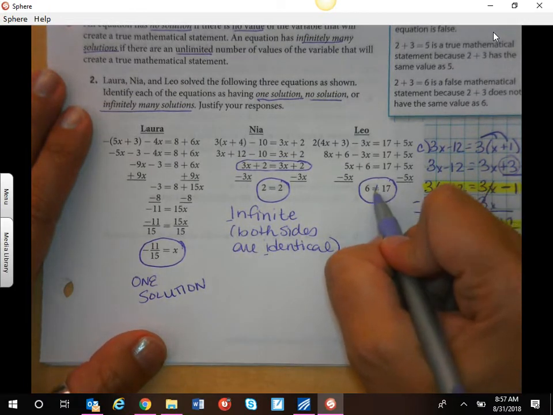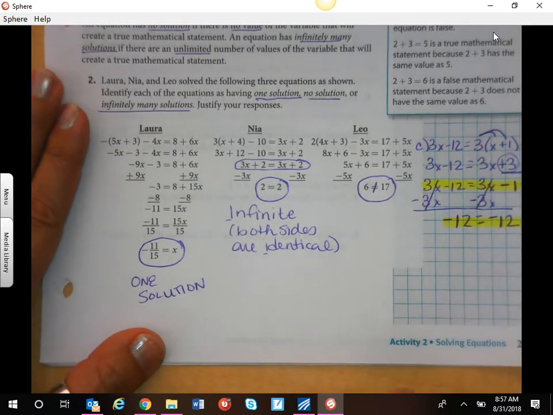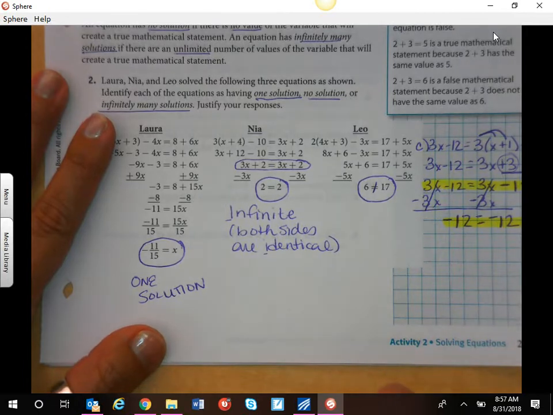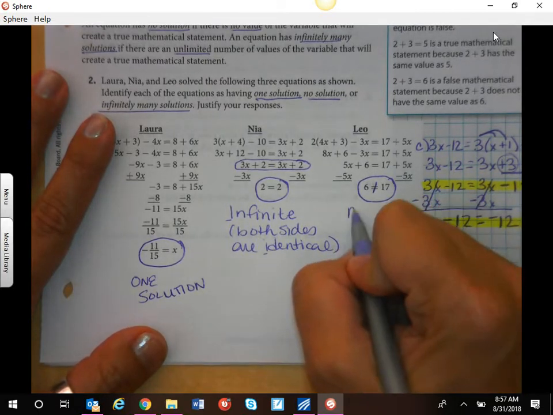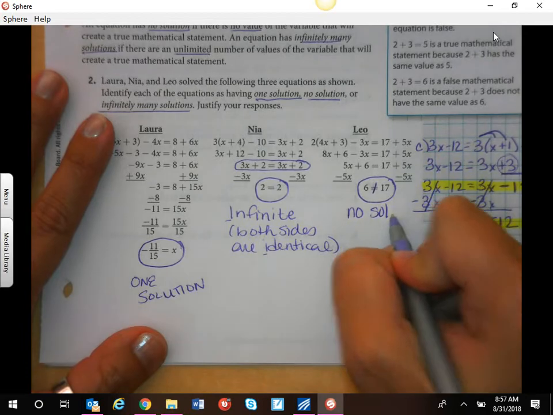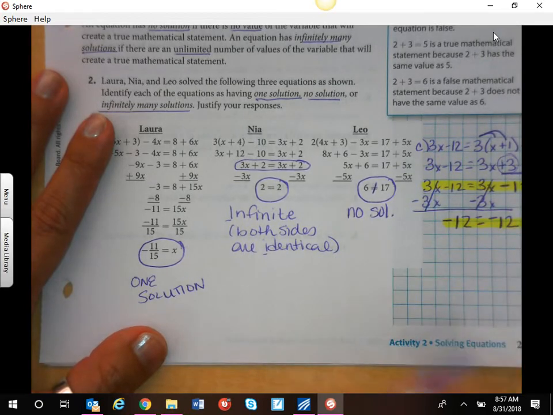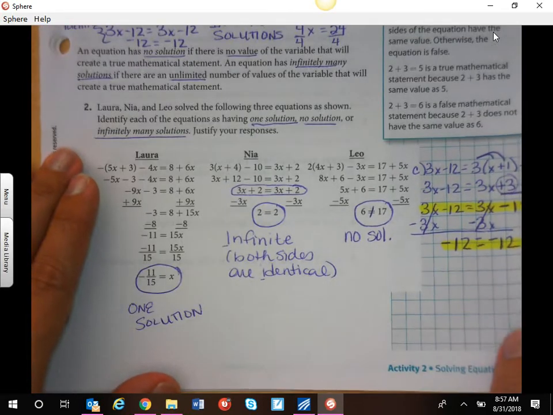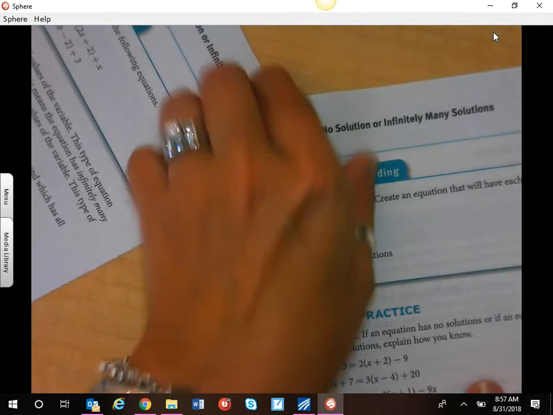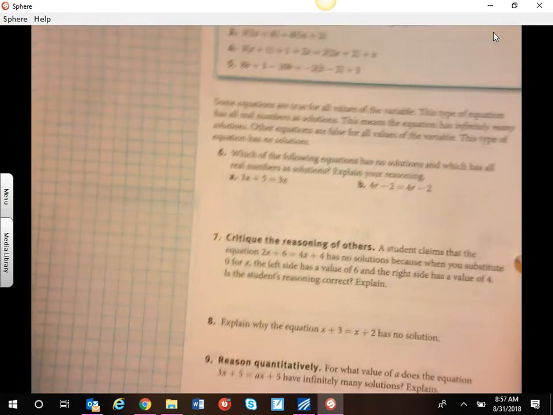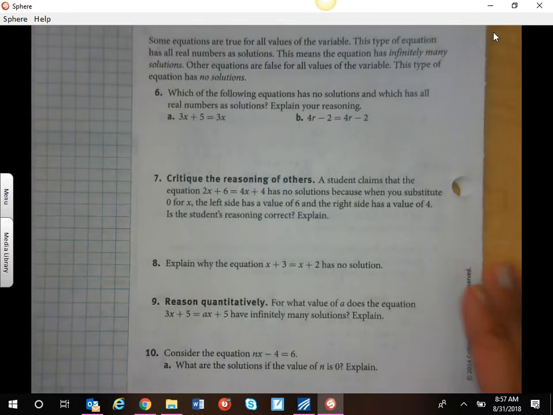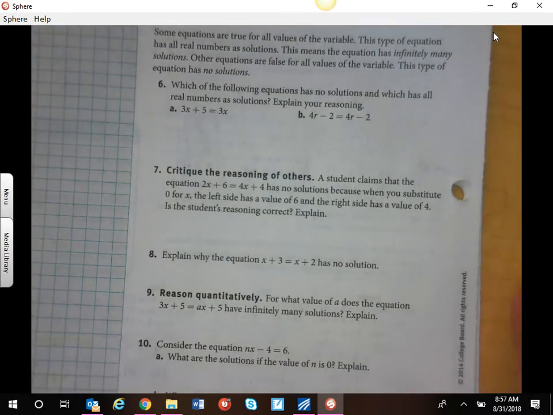I'm not sure on what planet these people are living on, but on my planet, 6 is never equal to 17, so this is going to be no solution. So I'm hoping this new concept is making sense to you. If you turn the page, I have a couple more little practice pieces.